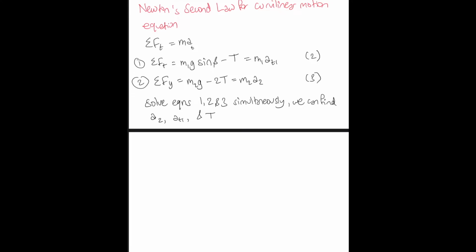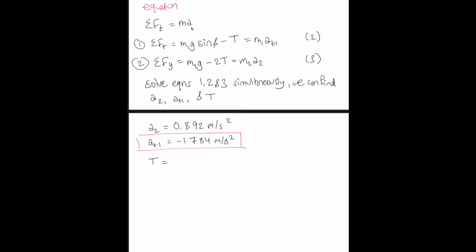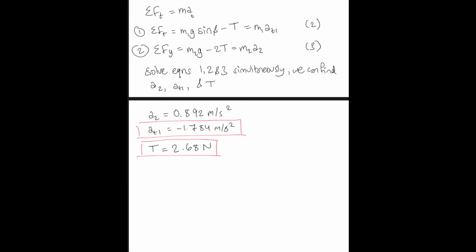After plugging in our values and solving the simultaneous equations, we can find a2 is equal to 0.892 meters per second squared. a_t1 will be minus 1.784 meters per second squared. And the tension T is going to be 2.68 newtons. Okay.